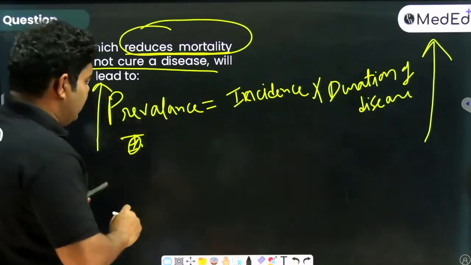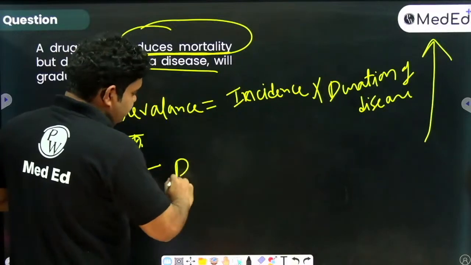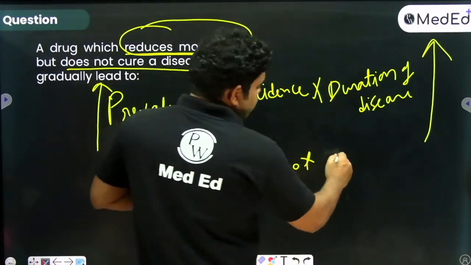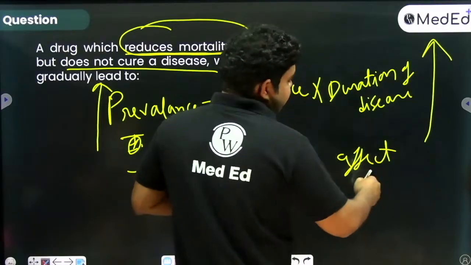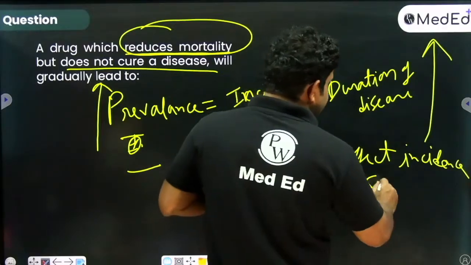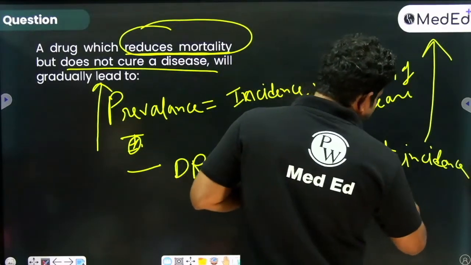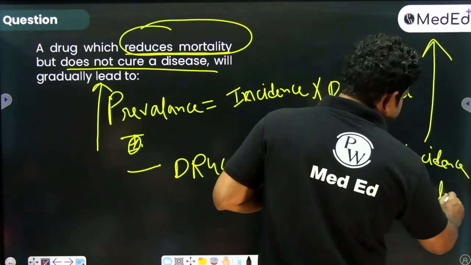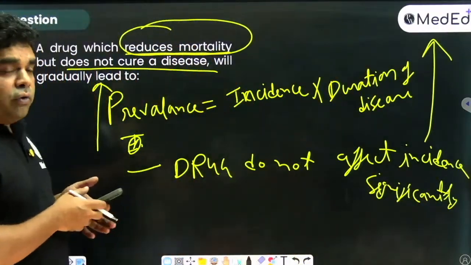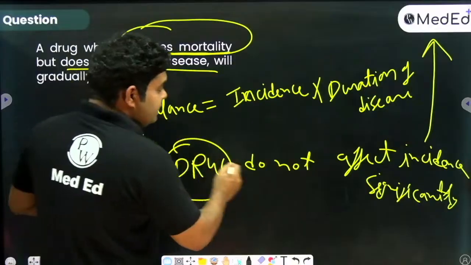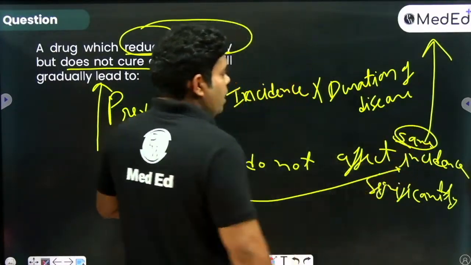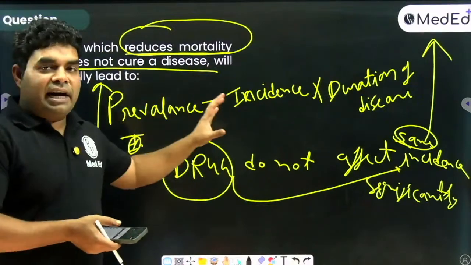So remember this: whenever they talk about drug, it does not affect incidence. A drug will not make any significant difference to new cases. It can affect incidence a bit slightly, but it will not affect incidence significantly. So whenever they talk about drug, incidence will always be the same. But prevalence can increase or prevalence can decrease.